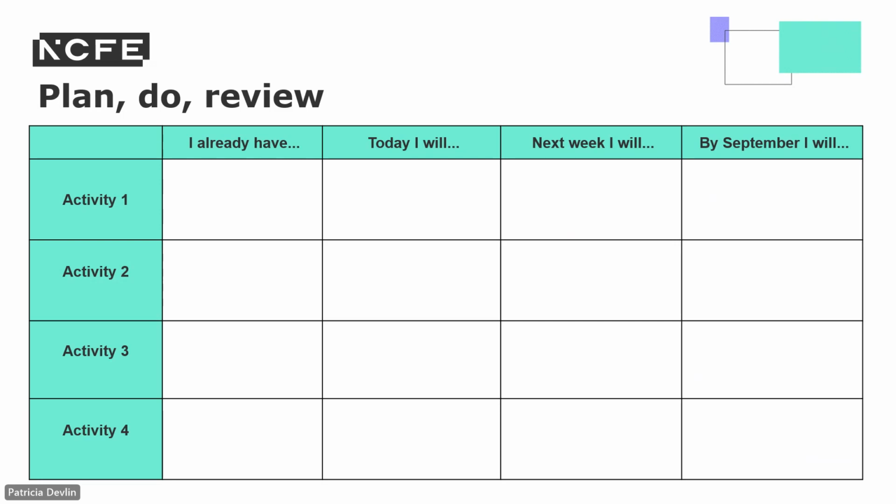So on your workbook, page 5, for activity 1, what you've already done, what you might do today, which could be take some things off the Jamboard, next week, relook at your curriculum, and then by September, have your curriculum roadmap all ready to go. So it'll just take a couple of minutes for you to complete your plan, do, review.